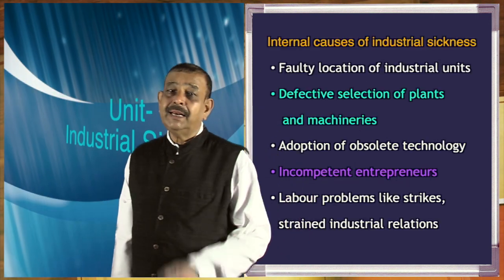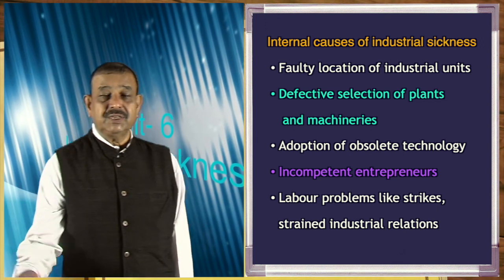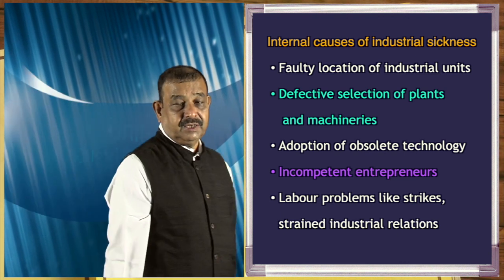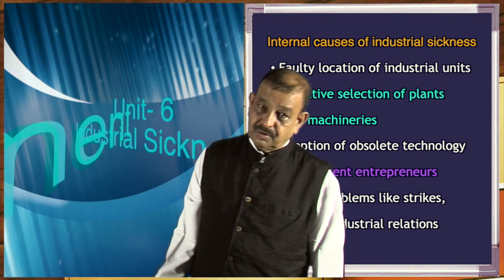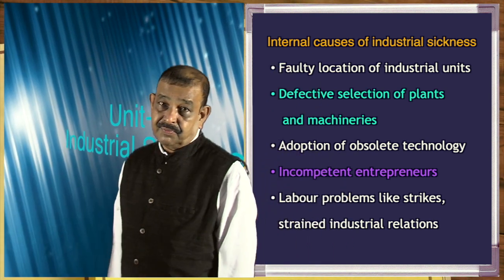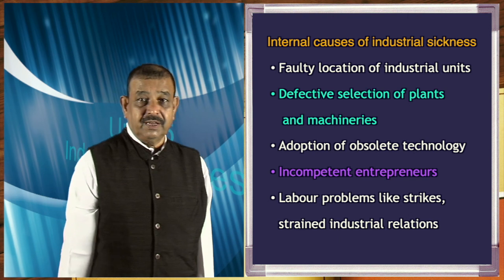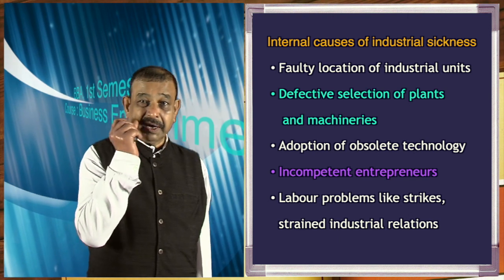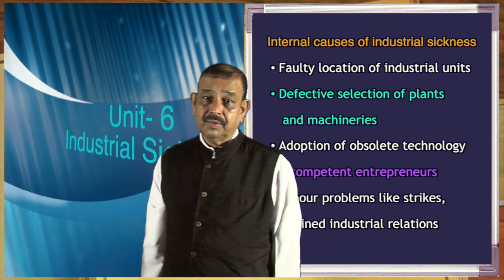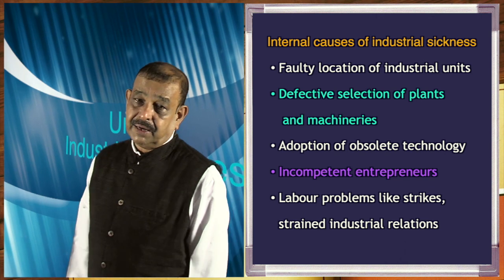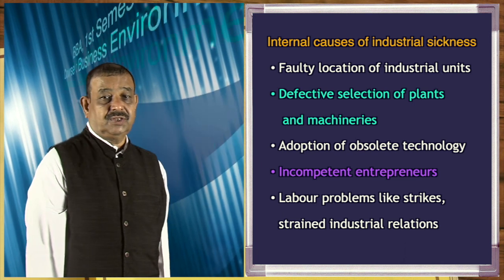So what are the internal causes of industrial sickness? External causes, say frequent change in government policies, natural calamities, erratic supply or shortage of supply of raw materials, are outside the organization. A flood happens, an earthquake happens. These are beyond the control of an organization. But within the control of that organization, there are some factors, some causes, which lead towards industrial sickness.